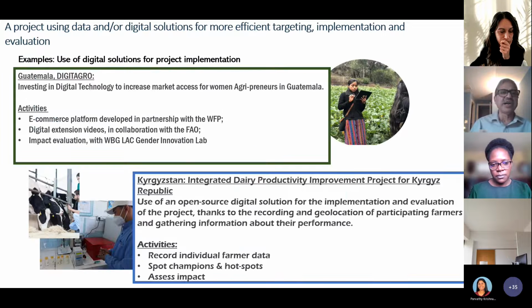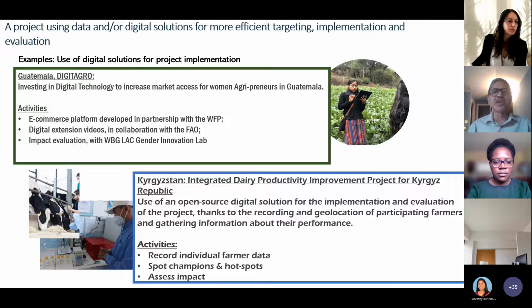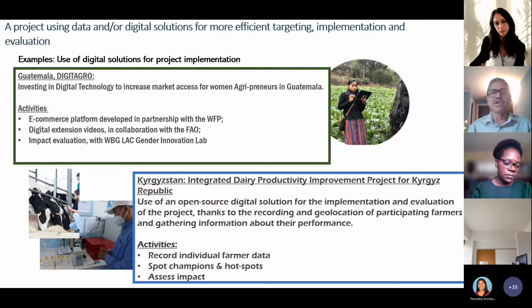The DigiAgro example of Guatemala, which you will hear about today, is trying to develop an e-commerce solution with WFP for women agripreneurs and market access. That's a very focused digital solution. And in Kyrgyzstan, Artuaz, who is probably here today, have tried an open source digital solution for recording and geolocation of participating farmers and gathering information about all dairy farmers in an integrated dairy project. These are very good examples, and you will hear about them today. Next, please.